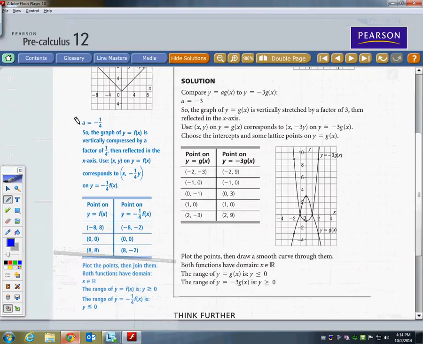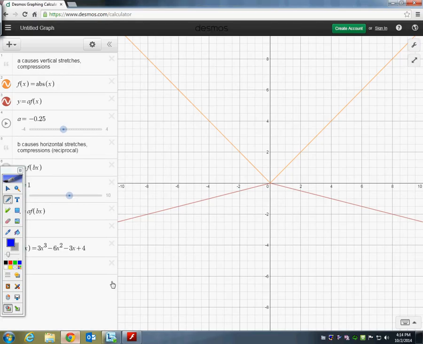If I just pop back over here for a second, they also tell you the domain and the range. So looking back on my original, the orange one, the domain is all real values, and the range is greater than or equal to 0. And now because of that reflection, the range is going to be less than or equal to 0 because of that negative. But the x values are still unrestricted. This will be all real values. All right, well, let's carry on.